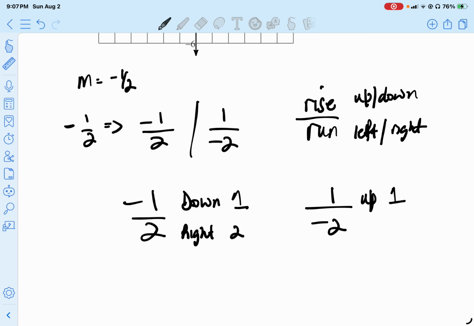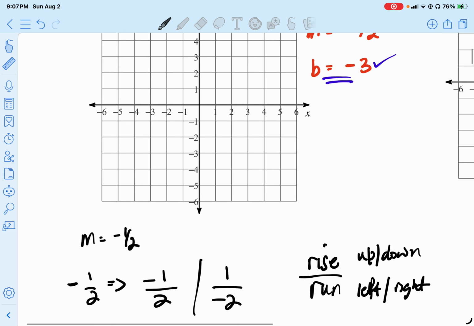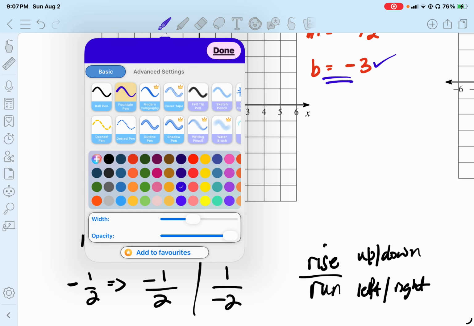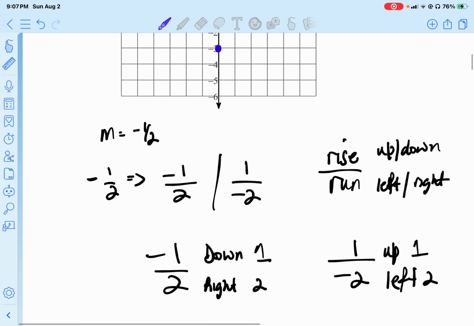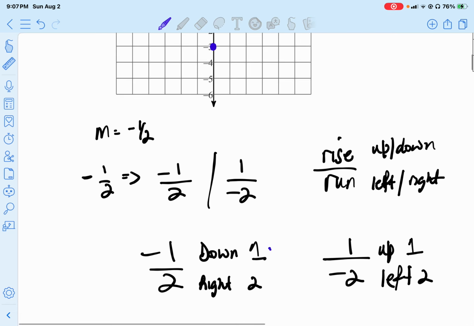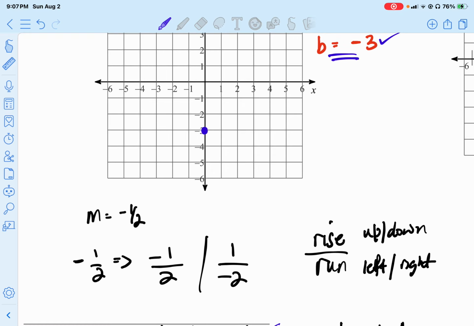Similarly, 1 over negative 2 would then be up 1 to the left 2. So it's down 1, right 2, up 1, left 2. Both will give us the same or the correct slope. So let's see. The y-intercept is negative 3, and we're saying we're going down 1 to the right 2. So down 1 to the right 2.